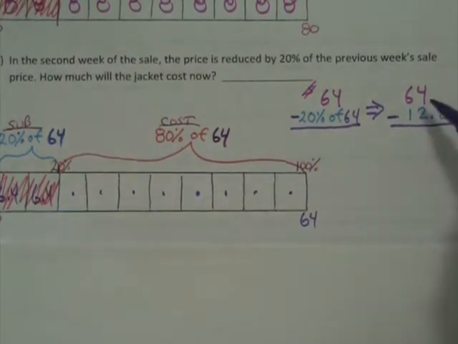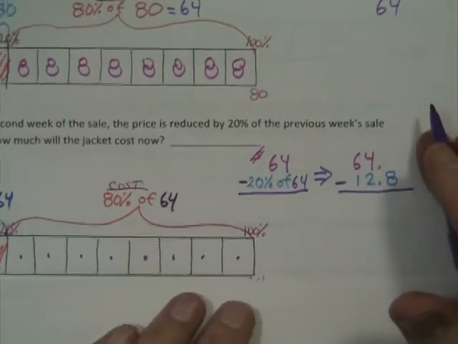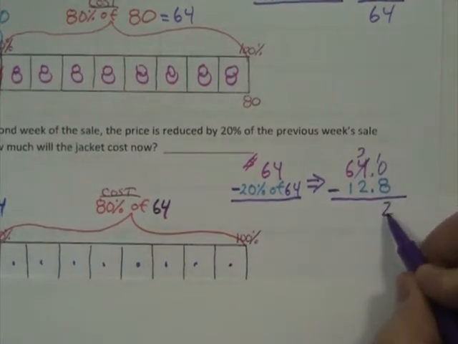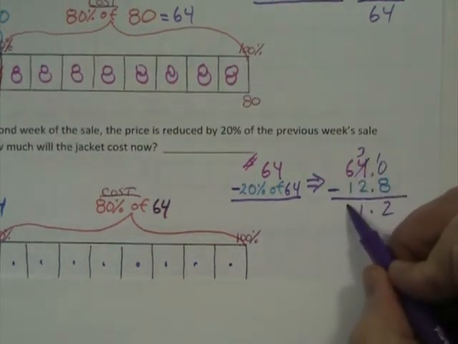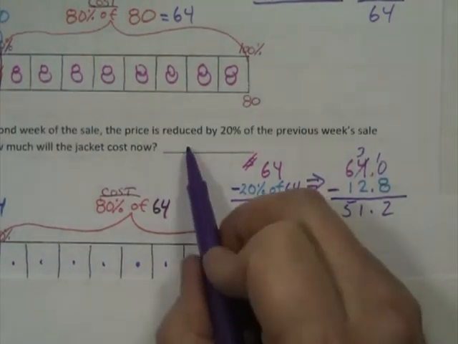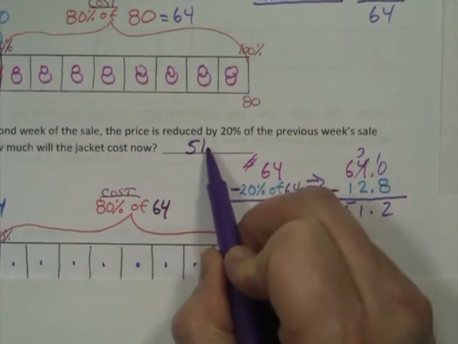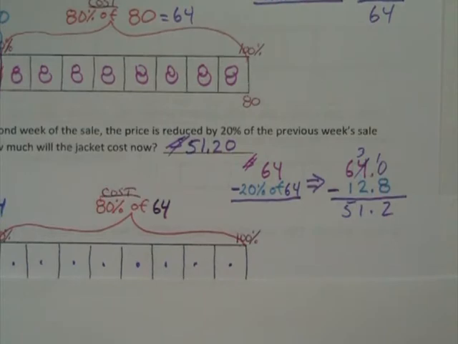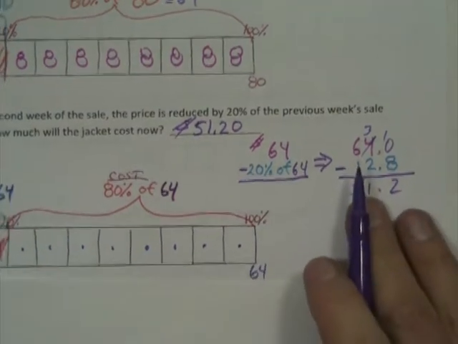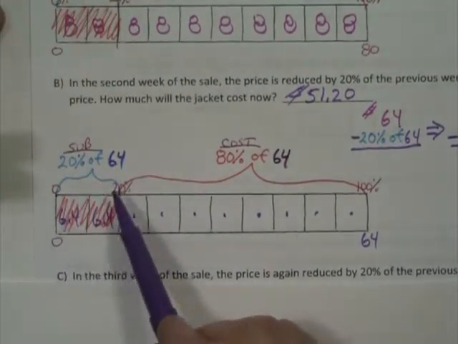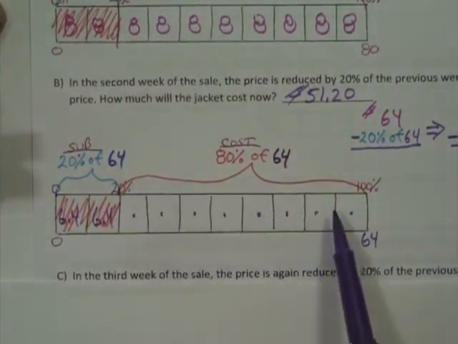And so if I subtract that right now, remember, you're going to have to borrow. So that's 2, 1, 5. 51.2. So that will be $51.20. So that will be the price after I take away the 20%, that is the price it will cost me.